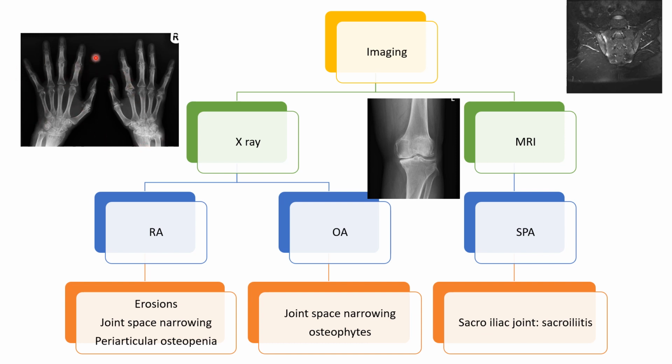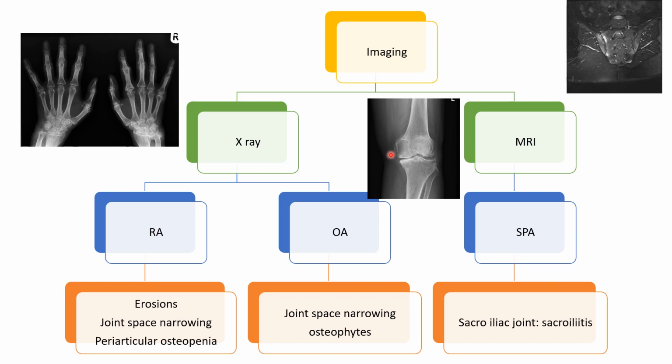Also, there is periarticular osteopenia, in which the density of the bone around the joint is decreased. The color of the bone in the X-ray is white. However, around the joint it's dark gray in color. This means that there is periarticular osteopenia. Also, the X-ray over the knee may be helpful in diagnosis of osteoarthritis.